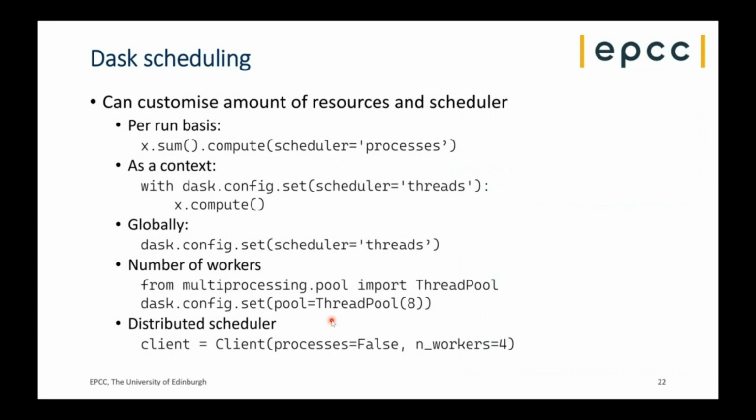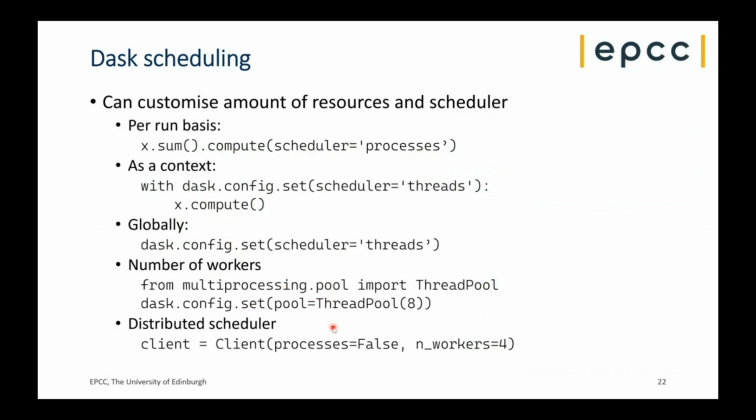You can customize the amount of resources and scheduler used for different parts of the Dask program, because it may be that you want Dask to have access to 10,000 cores, but some bits of it shouldn't use all 10,000 cores because that may be slower. So for an individual compute step, you can set the specific scheduler you want to use, or you can do it as a context for a group of code. You can use a with Dask context and then put some code inside that. You can set it globally, as we've seen before, for the whole program.